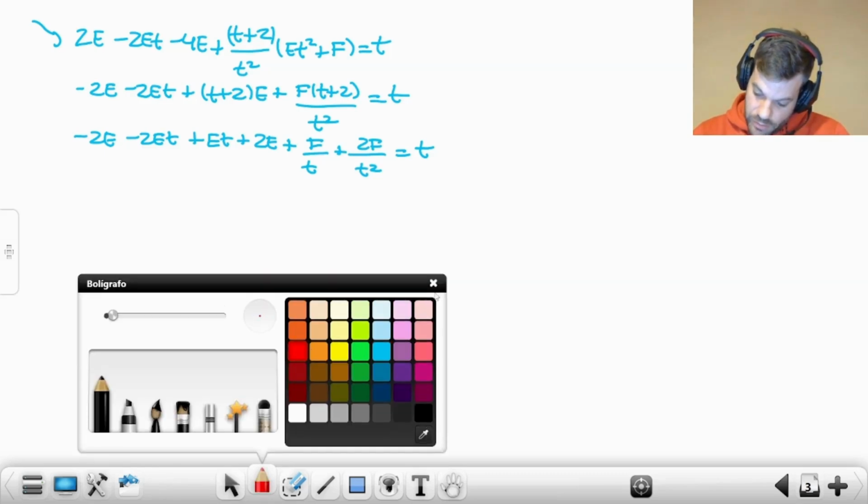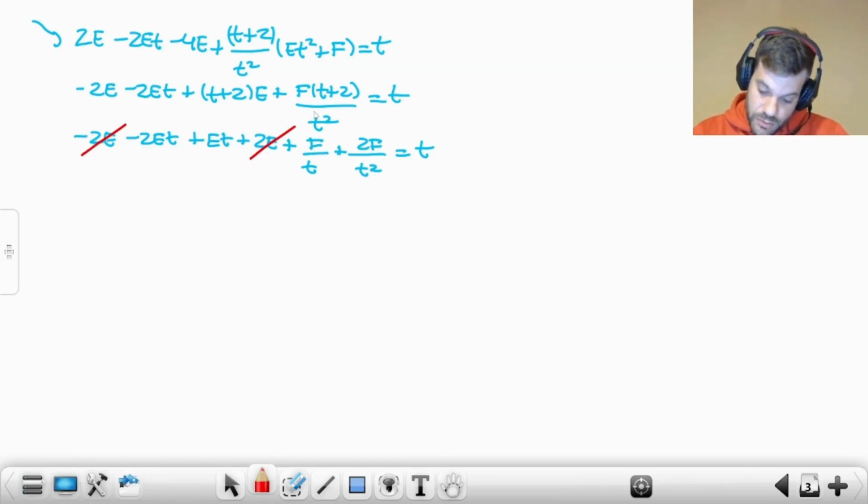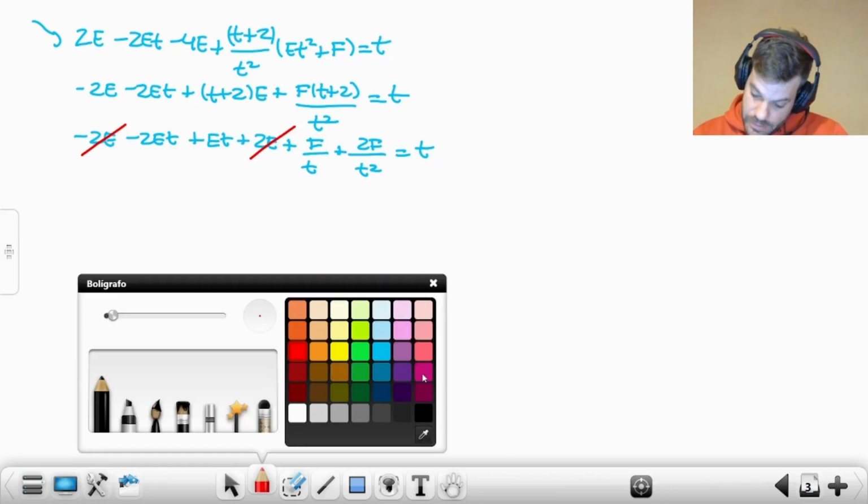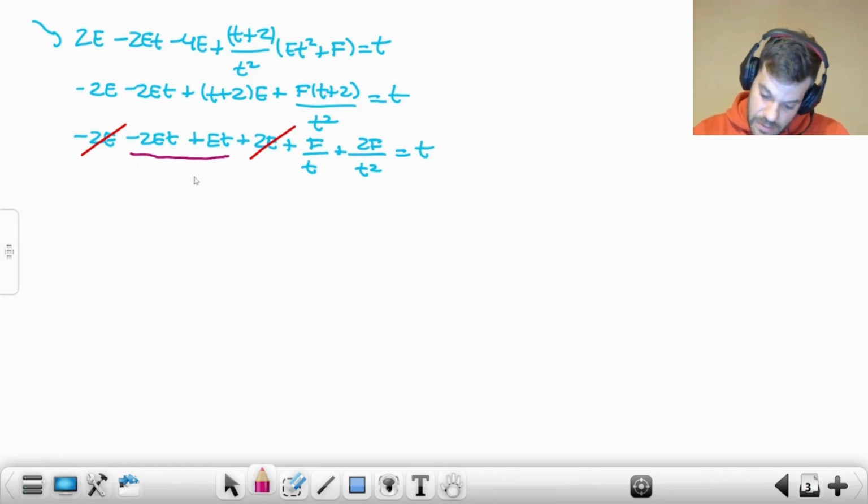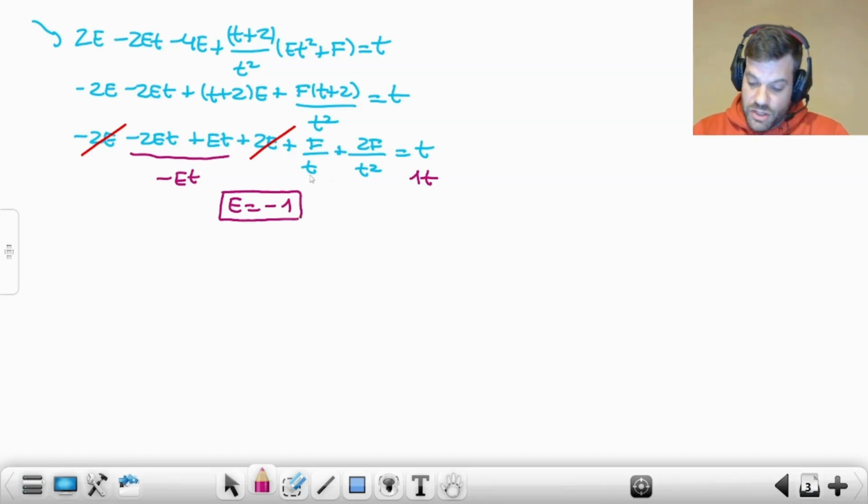And then group by similar structures, minus 2e plus 2e, they cancel out. On the left we have minus et, right? On the right we have just 1t, so e must be negative 1. There's no other way. Moreover, on the left we have structure 1 over t and structure 2 over t squared. None of them survive on the right, so the only way to get rid of them is when f equals 0. There's no other way.